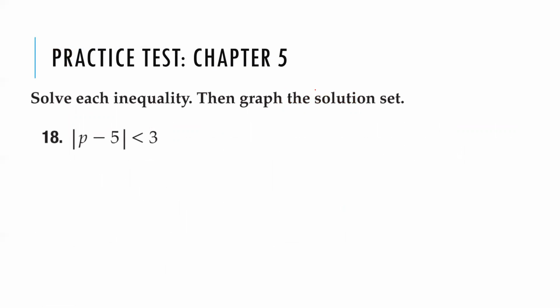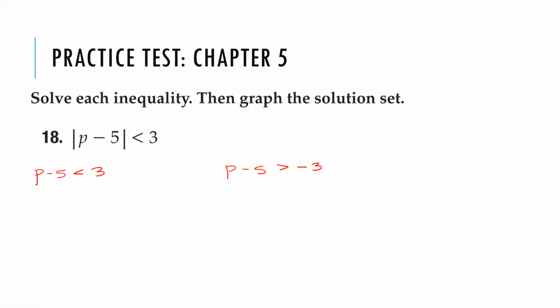So here it says to solve each inequality, then graph the solution set. Now here, there's nothing around the absolute value symbols, so I can go ahead and split this off into the two cases. If there was like a +5 or something, I would need to subtract that 5 first. Whatever is outside the absolute value symbols, you get rid of it first before you split it into your two cases, okay? But there was nothing around these absolute value symbols, so I'm going to split it into my two cases. So p minus 5 is less than 3, or p minus 5 is greater than -3, okay?